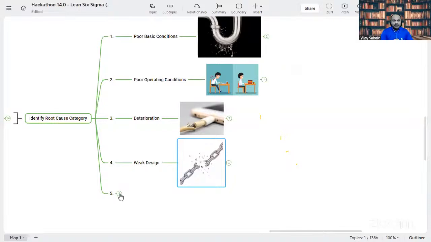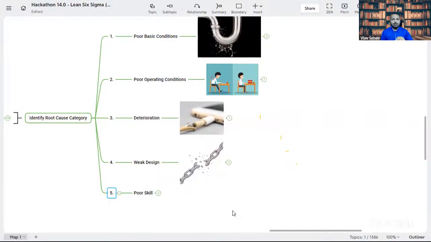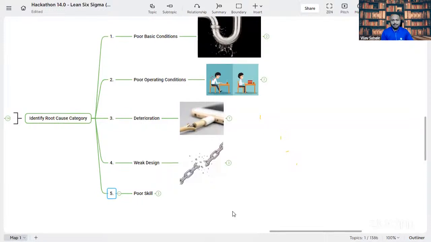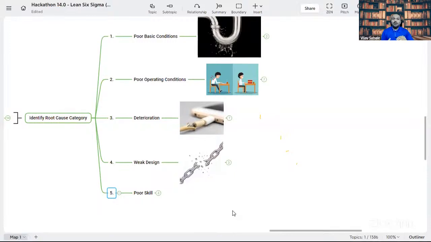So let's go to the fifth category, and this is poor skill, right? We are not neglecting the expertise of the human being, the operator or human skills, right? As humans, we are not doing it deliberately, but our nature is like that. In spite of trying many times, we can make mistakes, right? Mistakes happen from our end. So to avoid that, we also need to work on the skill part.